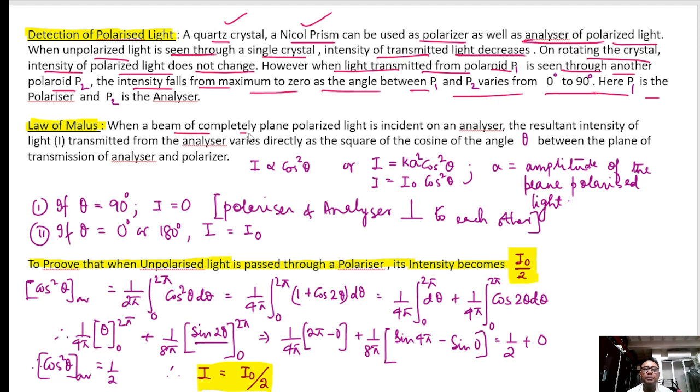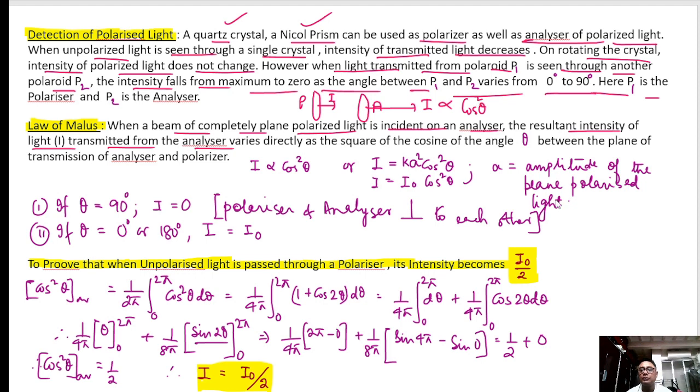When a beam of completely plane polarized light is incident on an analyzer, that means from the polarizer we come to the analyzer, the resultant intensity of light transmitted from the analyzer. So how much light will come out? Suppose the intensity of light here is I. After it comes out from the analyzer, the intensity is directly proportional to the square of the cos of the angle between the analyzer and the polarizer.